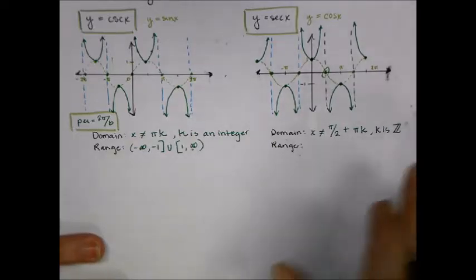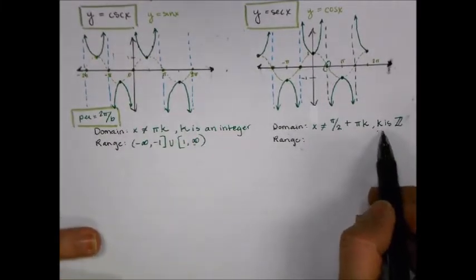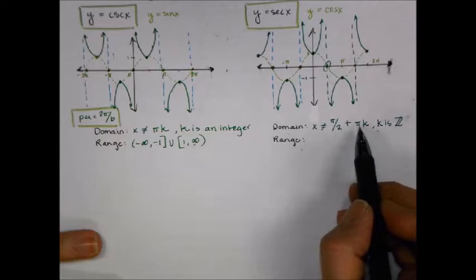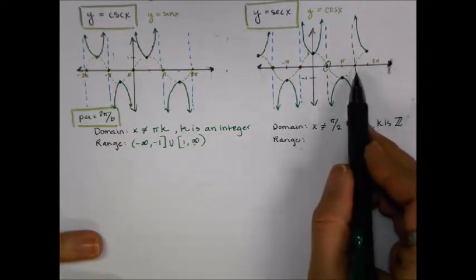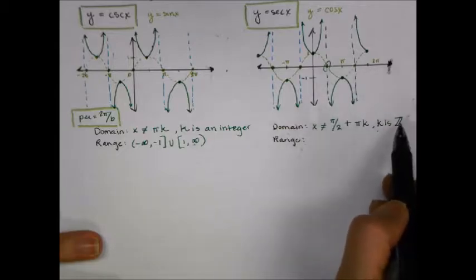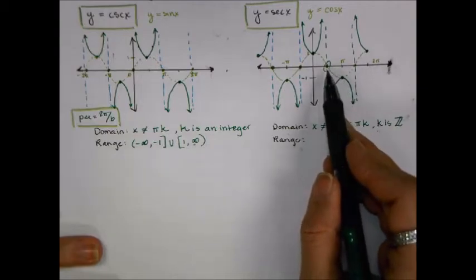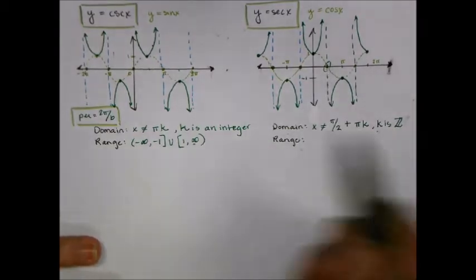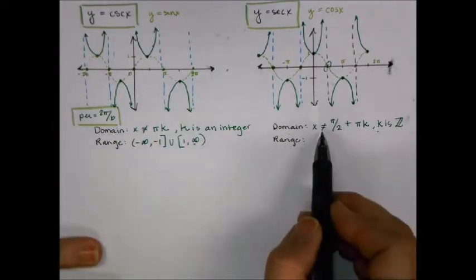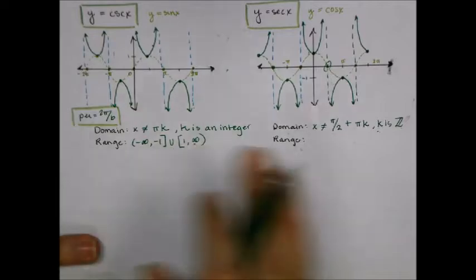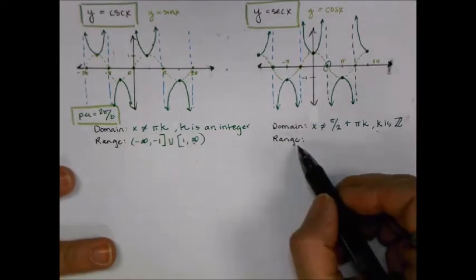So if k is 1, then we have pi plus pi over 2 is 3 pi over 2, and that's this one here. If k is 0, then I just end up with pi over 2, which is this asymptote here. Okay, so we either have it where it starts at 0 or it doesn't start at 0, and that's how we'll handle that. So we'll see another example here in this set of notes. You'll notice the range is exactly the same as it was for cosecant.